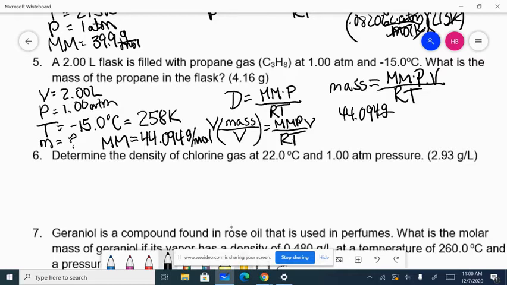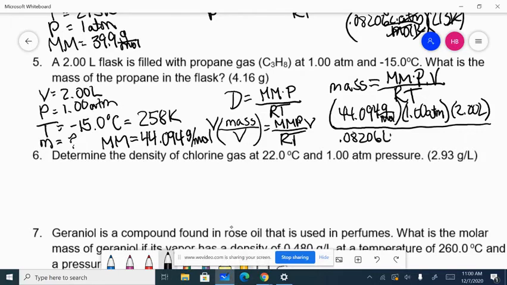44.094, 1 atmosphere, 2 liters over R, T. K's cancel, liters cancel, atmospheres cancel, moles cancel, and I'll be left with units of grams. Okay, let's solve for the density here.